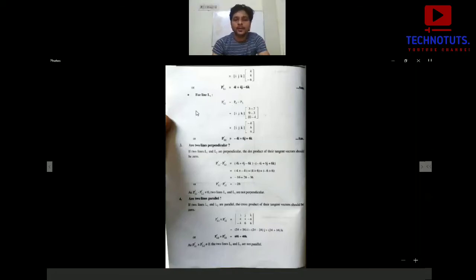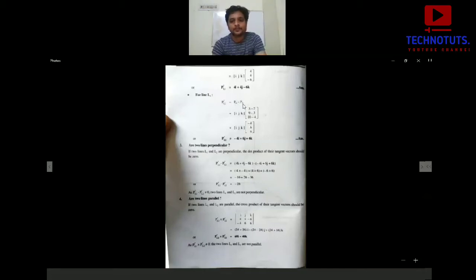Now the tangent vector for line number 2 is given by P dash for line number 2 is equal to P4 minus P3 because it is always final minus initial point. Final point minus initial point. That means line number 2 has final point as P4 and initial point as P3. Whereas line number 1 has final point as P2 and initial point as P1. That is why for line number 1 it is P2 minus P1 and for line number 2 it is P4 minus P3.